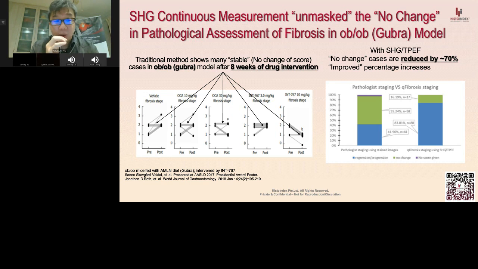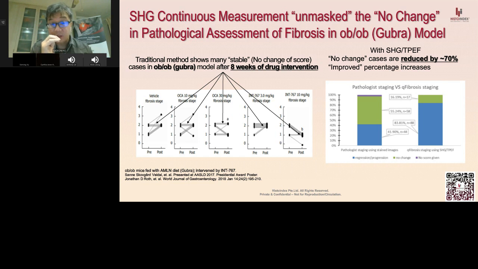Now, the question is whether this stable result, no change of staging, is because the change could not be detected due to the pathology's discrete way of staging, or is it truly no change at all? So let me give you an example on the right.